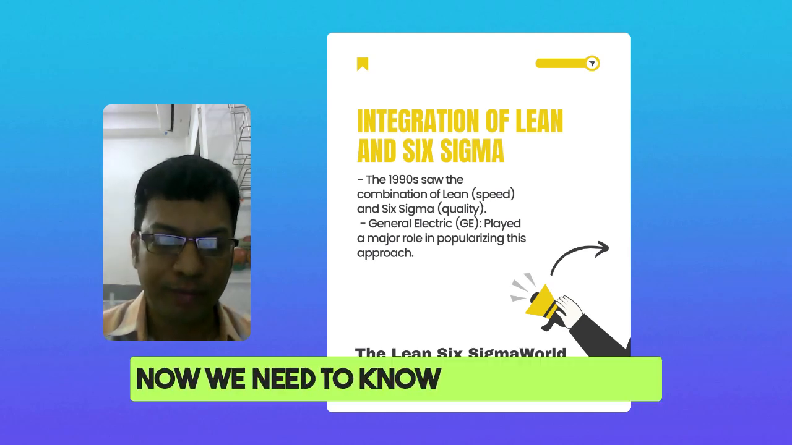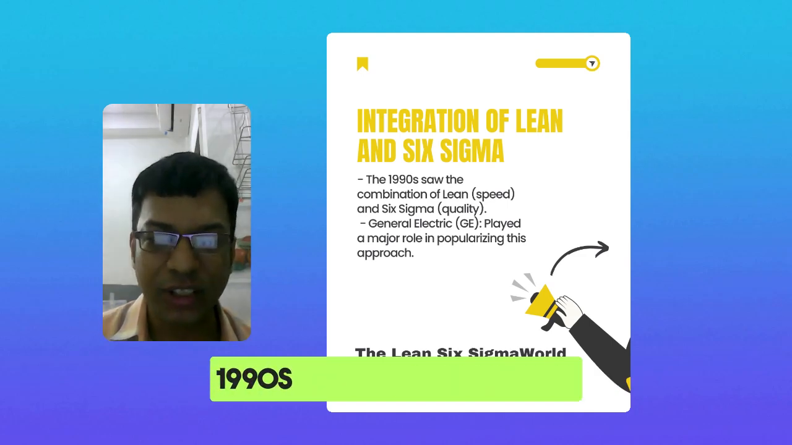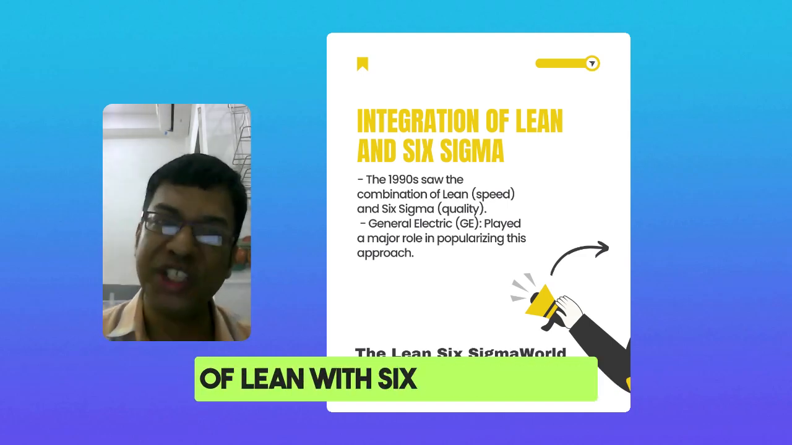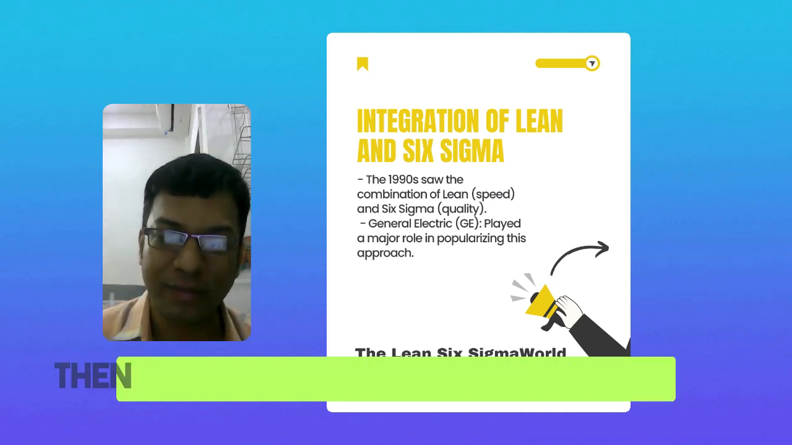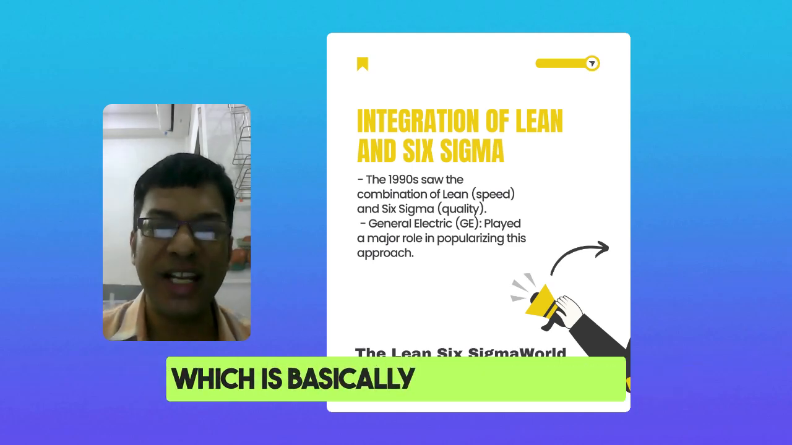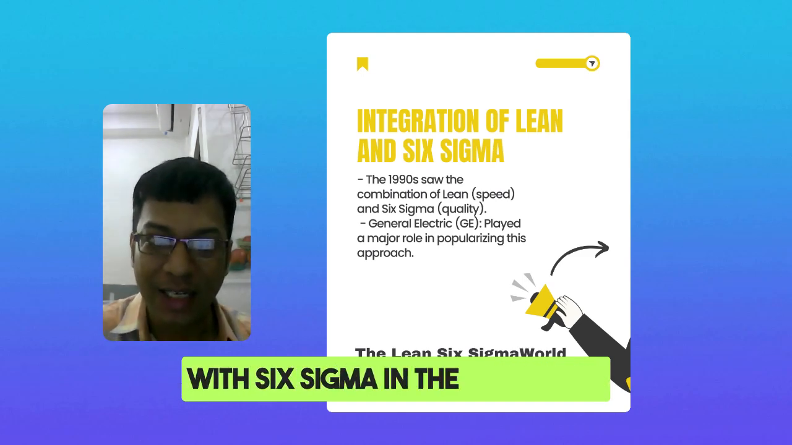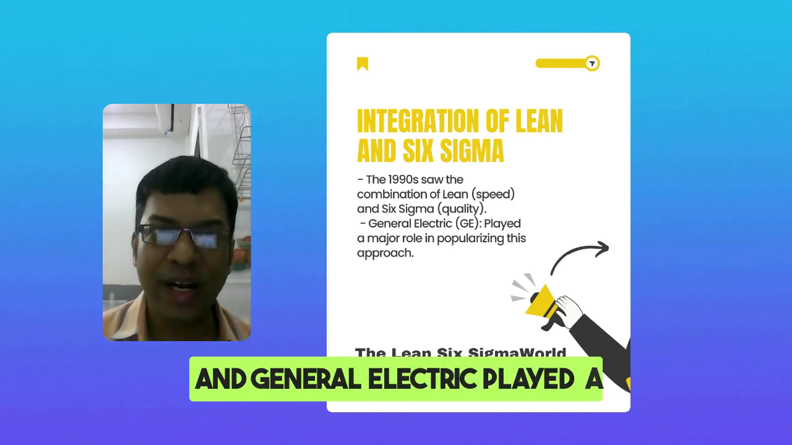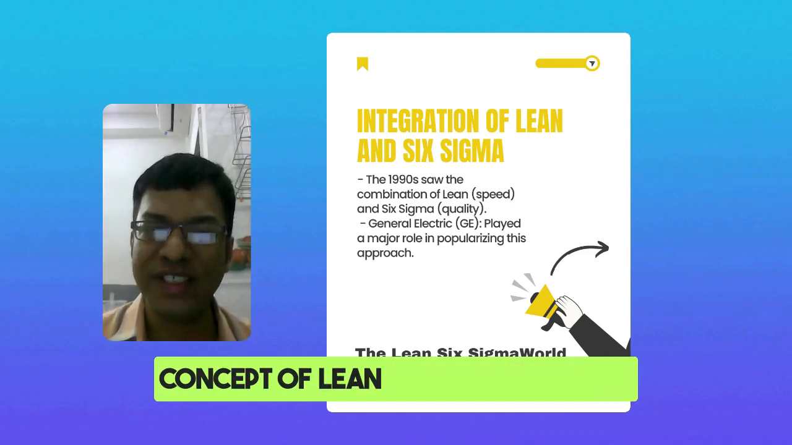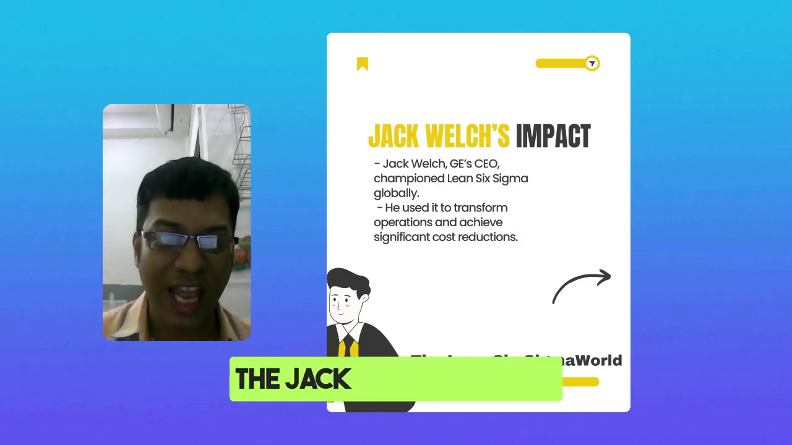Now we need to know the integration of Lean and Six Sigma. The 1990s saw the combination of Lean with Six Sigma. Means speed is combined with quality. Then you get a supercharged approach, which is basically Lean Six Sigma, because Lean is now combined with Six Sigma. And General Electric played a huge role in popularizing the concept of Lean Six Sigma all over the world.